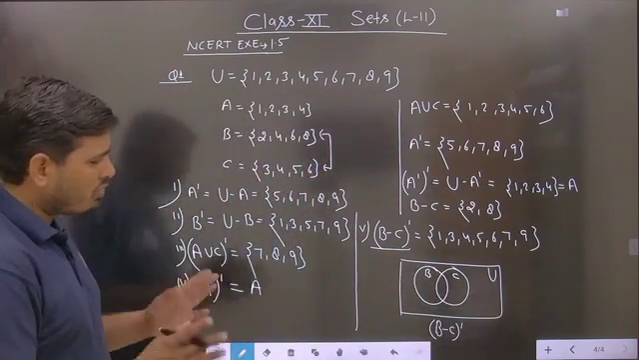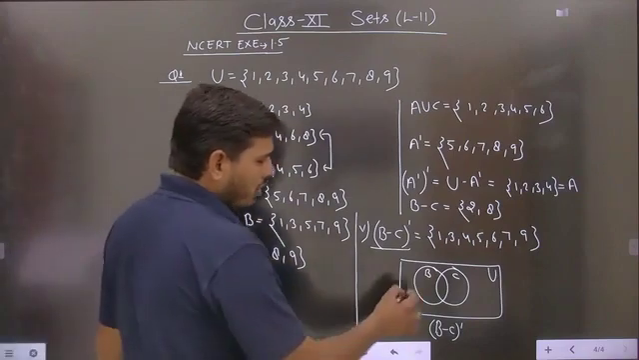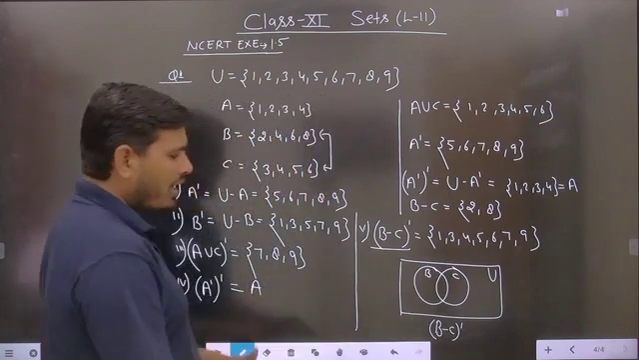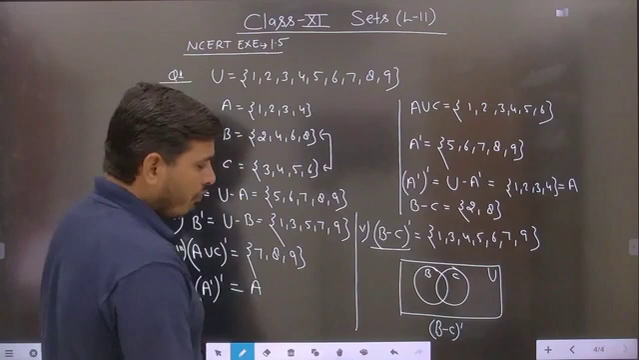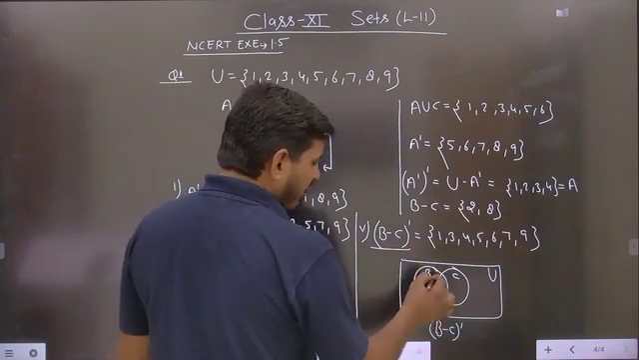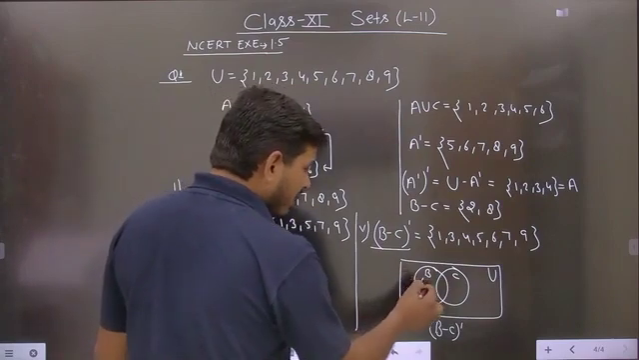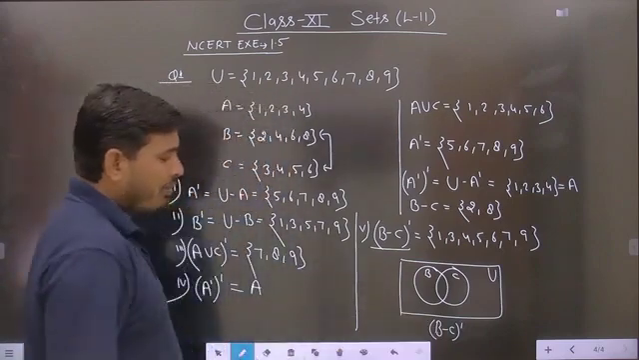So in the case of B minus C, only the elements of B will be included. But B minus C whole dash means the complement of B minus C is to be taken. Firstly, we have to see the Venn diagram of B minus C, where only the part of B gets shaded. But in this case, we want to obtain the result of B minus C whole dash.